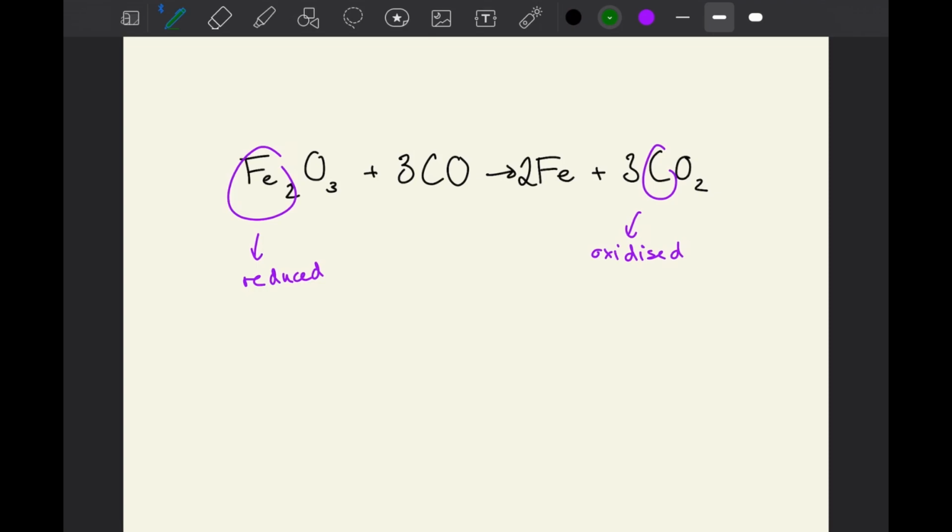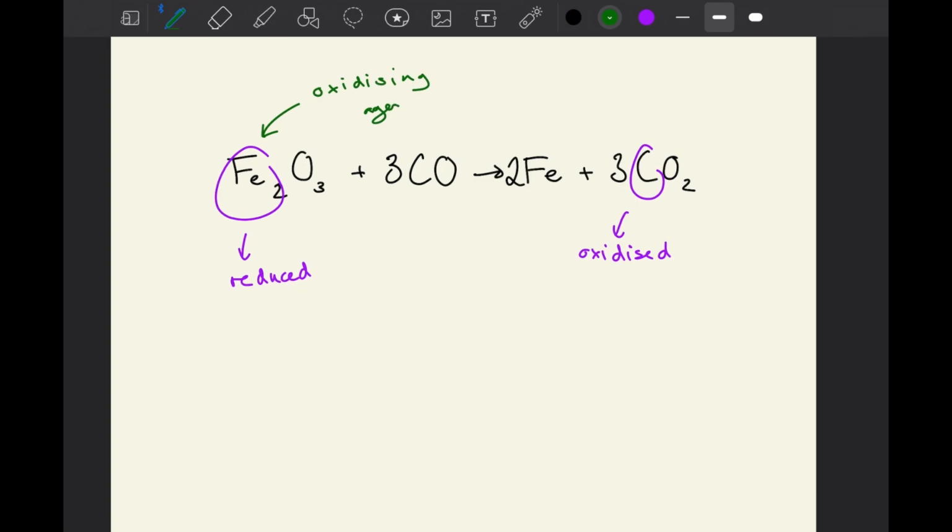Alright, so once again, the oxidizing agent is what oxidizes the other substance, so it gets reduced itself. And here we can see that that's what iron does. Iron is the oxidizing agent for carbon. On the other hand, the reducing agent is what reduces the other substance. Here, iron is reduced and carbon gains the oxygen. That means that carbon is the reducing agent.